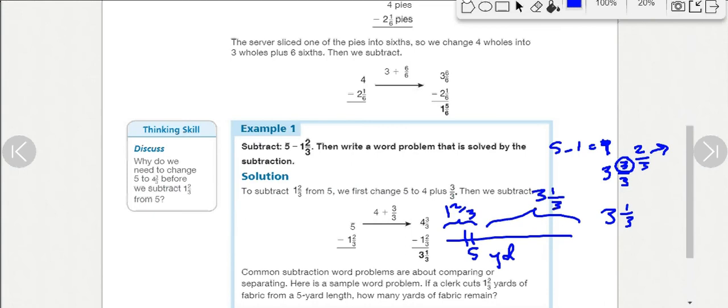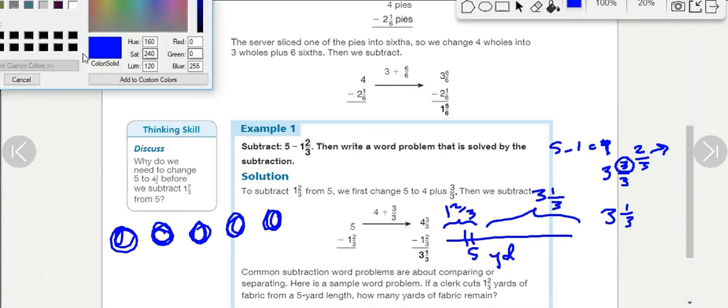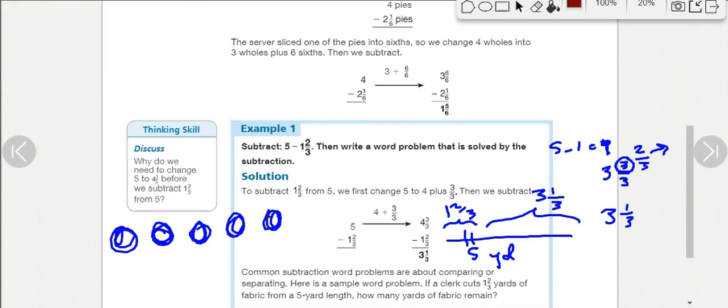Or you could have done pies again, right? And have 5 of them. Then take 1, cut this into thirds, and take 2 of those, leaving me with 1, 2, 3, and a third right here left, 3 1/3.